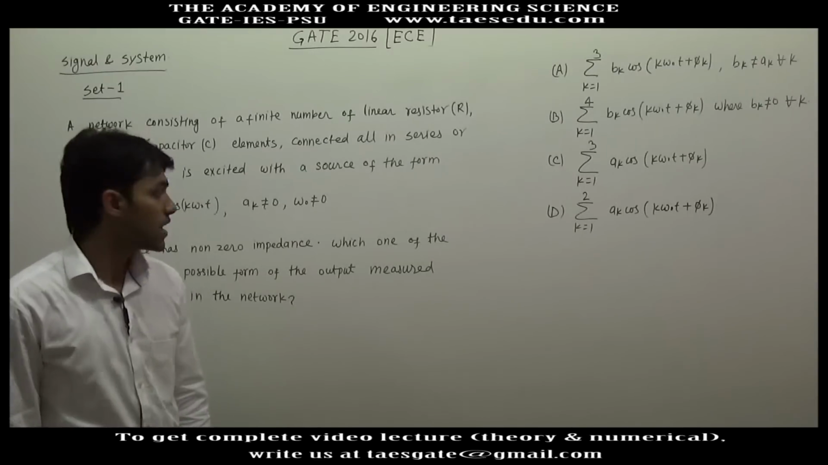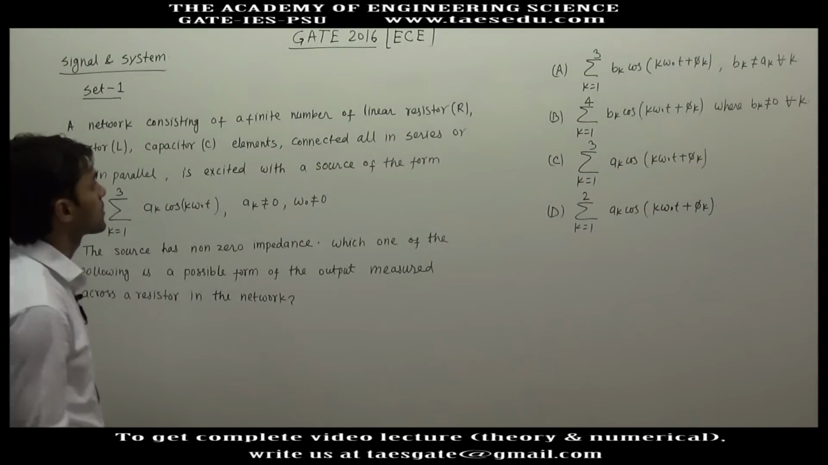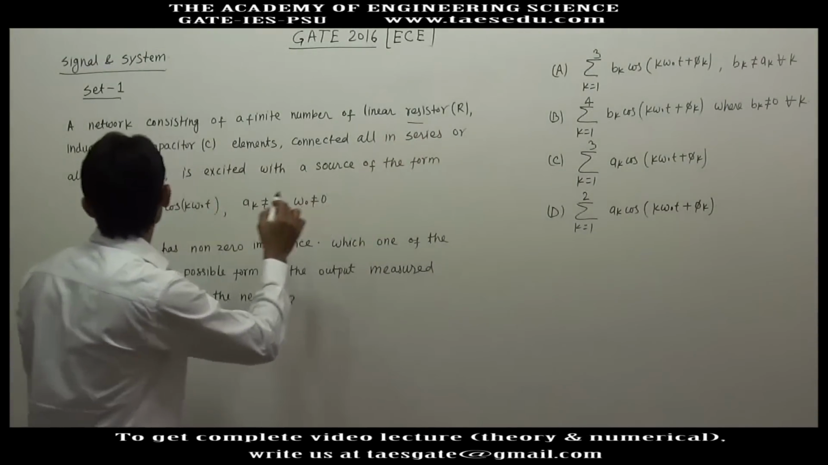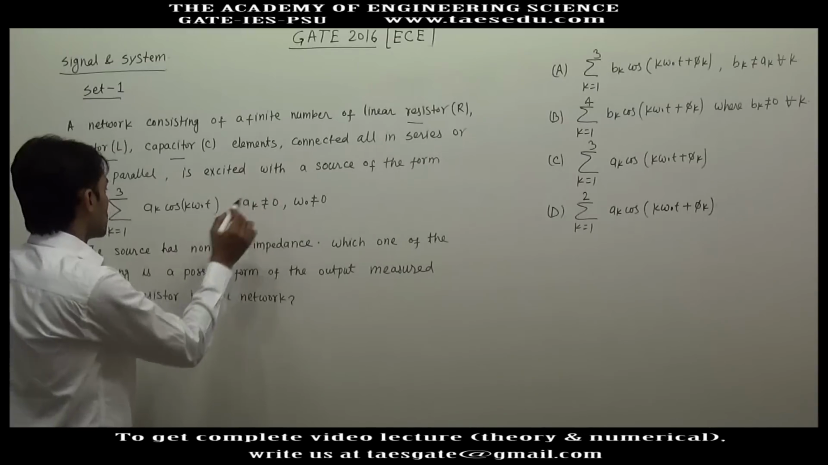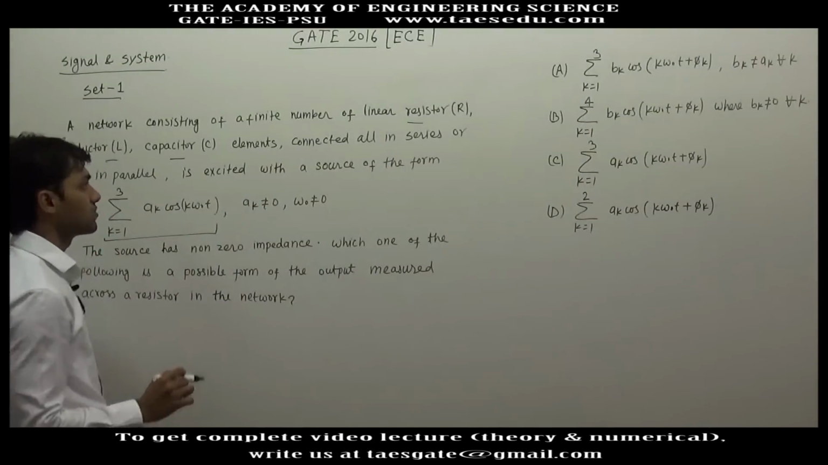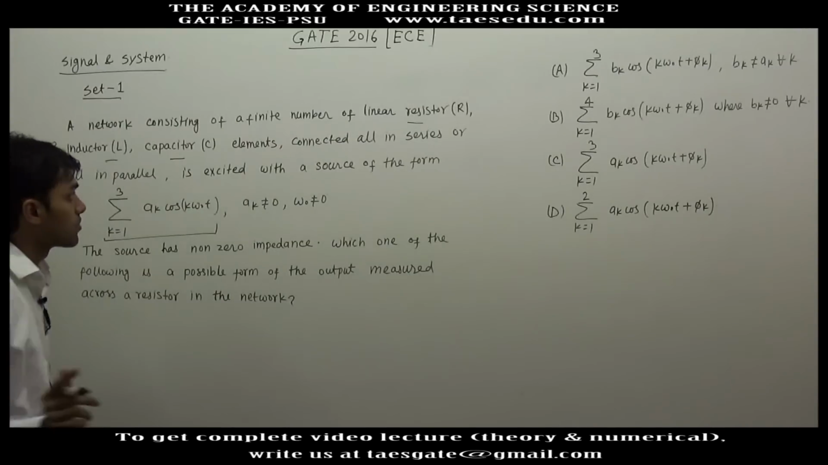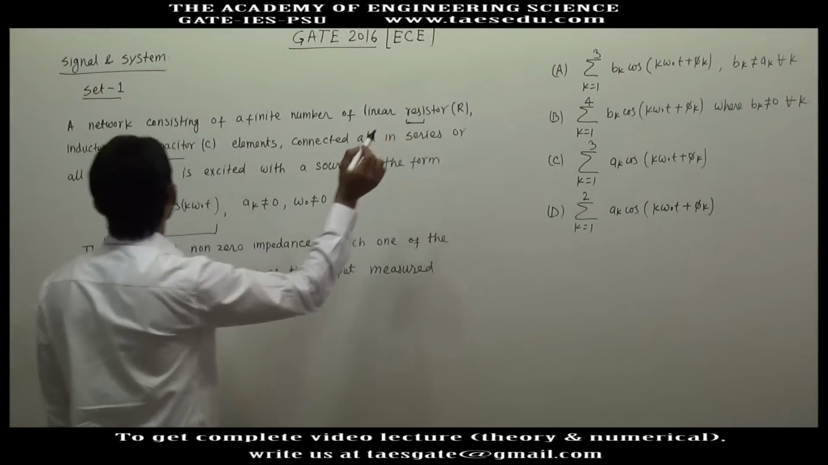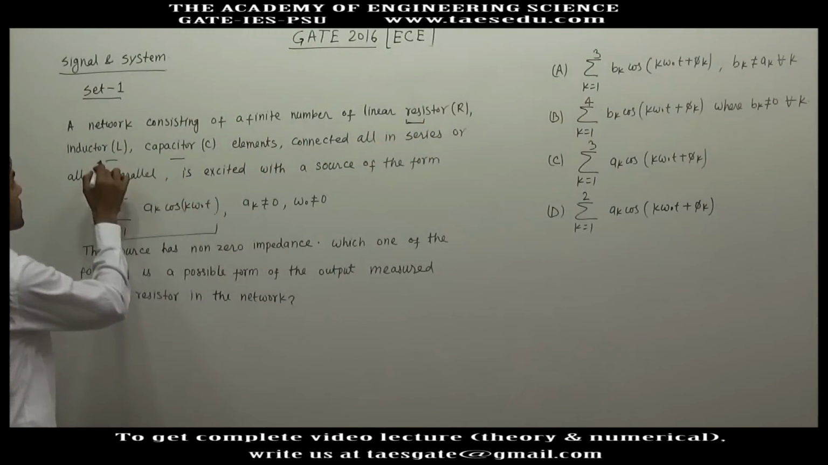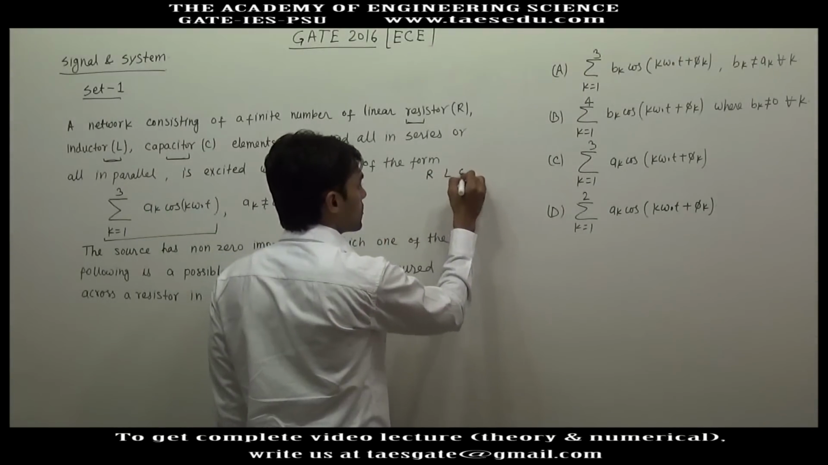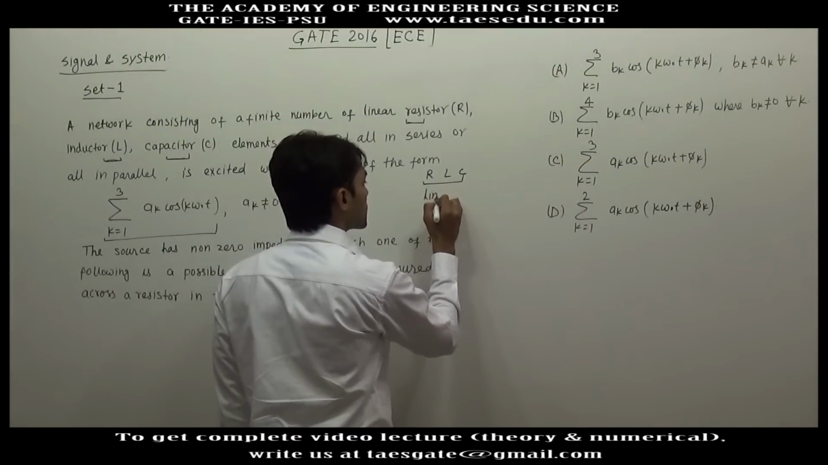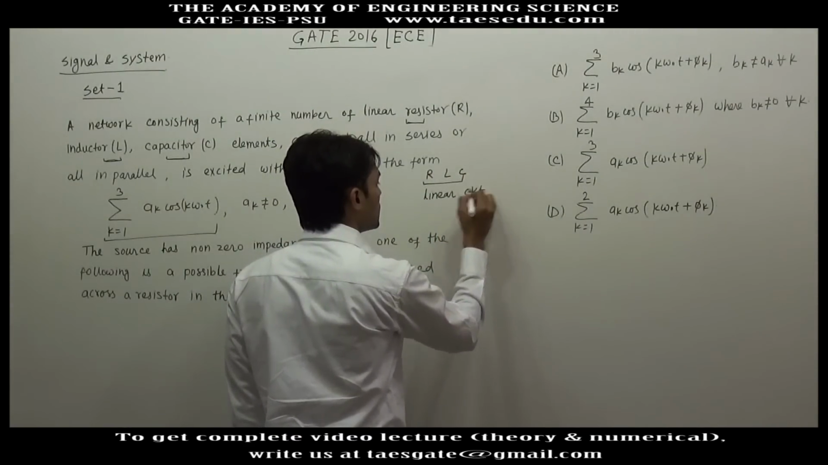In a purely RLC network, we have a network in which we have resistors, inductors and capacitors, these types of elements, and they all are connected either in series or in parallel and excited with a source of this kind. Okay. So let us first talk about this circuit. The circuit consists of linear resistors, inductors and capacitors. So if a circuit consists of RLC components, that circuit will be a linear circuit.